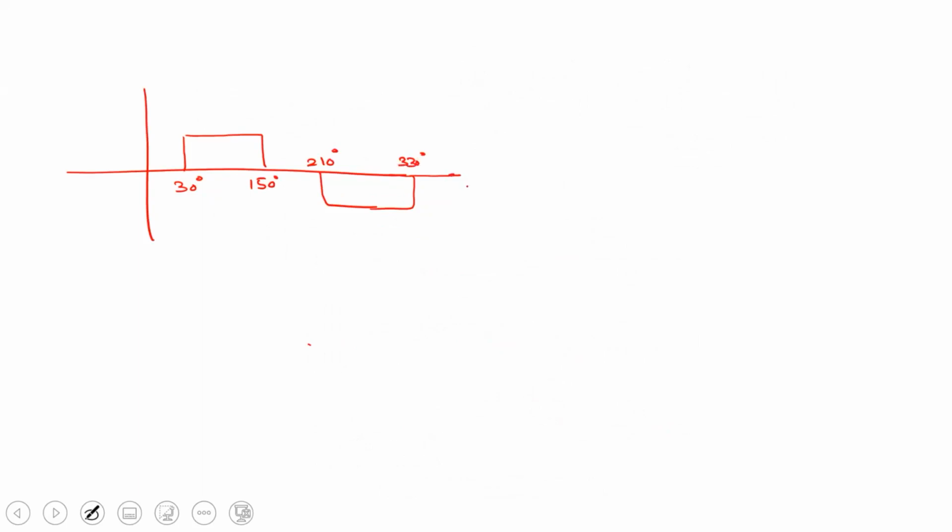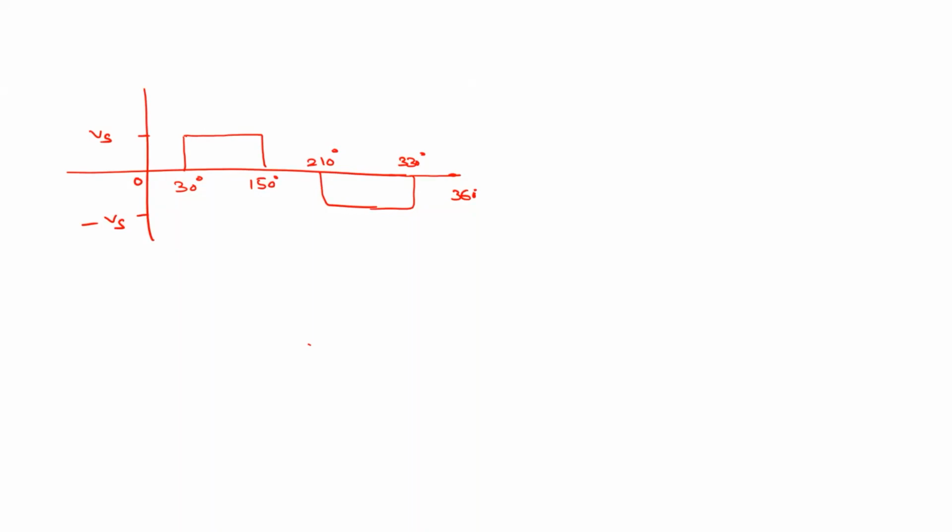So this is the waveform. This is 30 degrees, this is 150 degrees, this is 210 degrees, and this is 330, and we have 360 degrees here, so one complete cycle. Its magnitude is plus Vs, and this is minus Vs. It's starting from 0. You can consider the reference as this waveform.